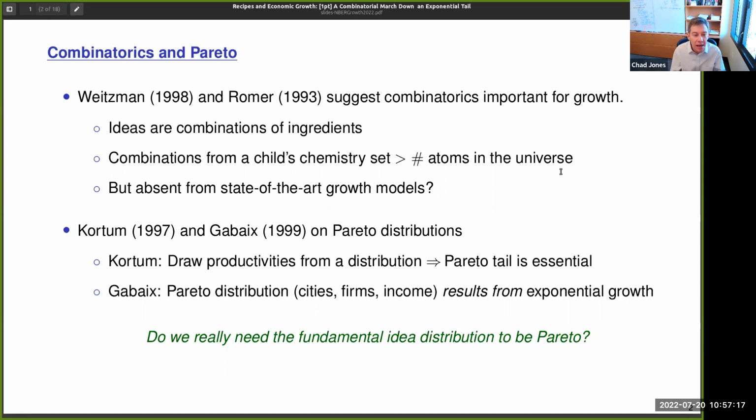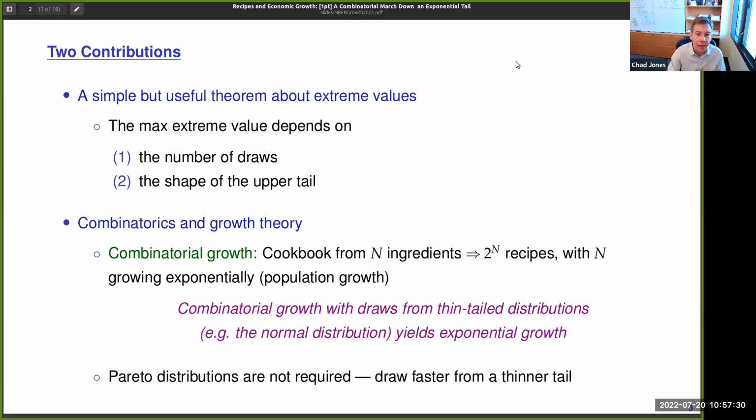So, a natural question to ask about this Kortum paper is, do you really need the Pareto assumption? And it's odd because everywhere else we see Pareto, it's a result rather than an assumption. So that's the second motivation for the paper. The paper has 2 contributions.